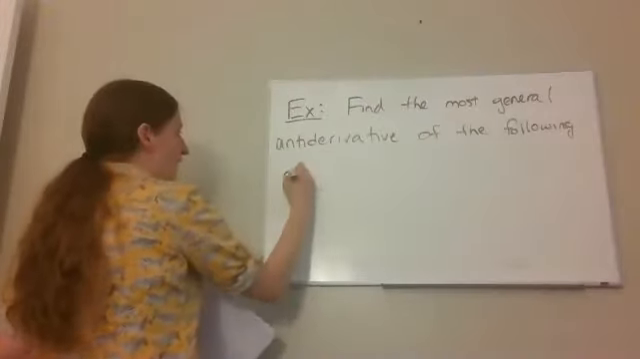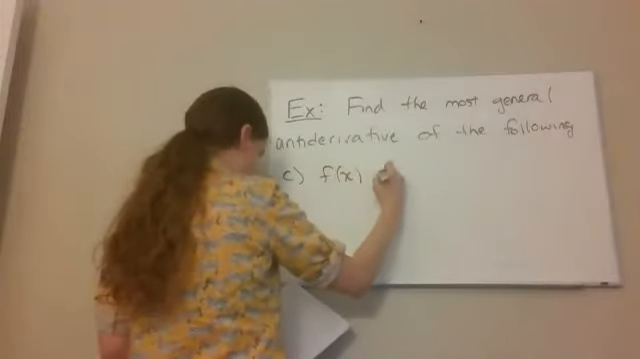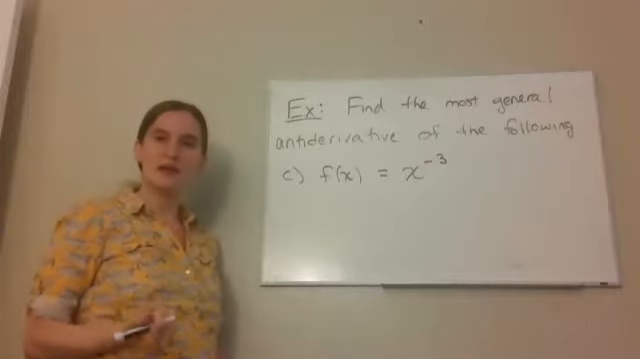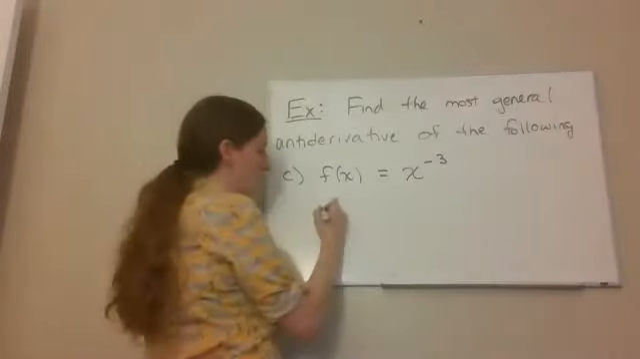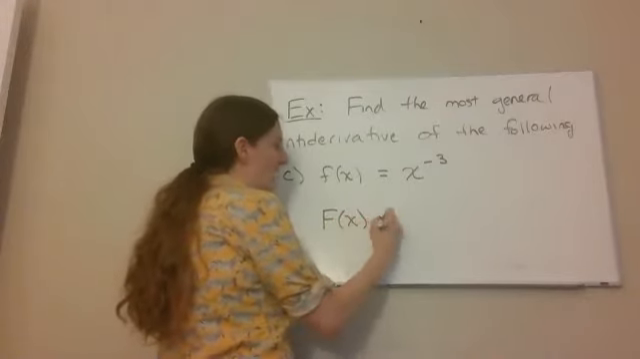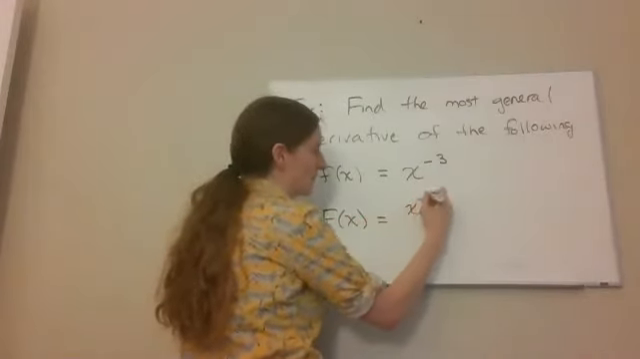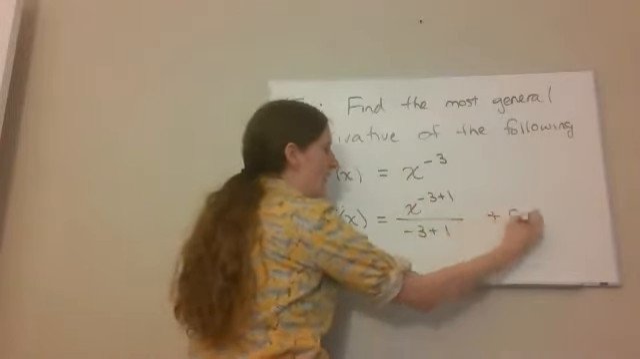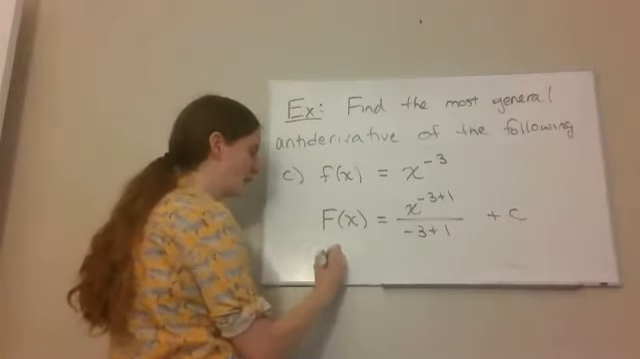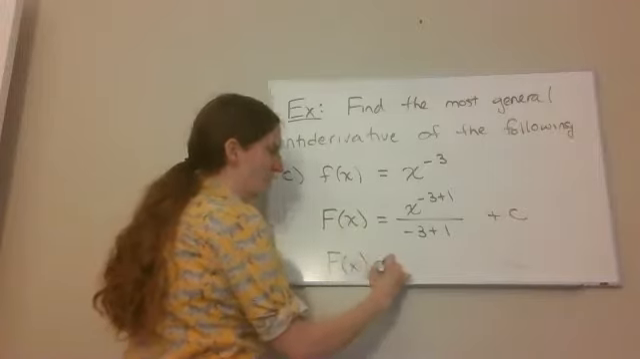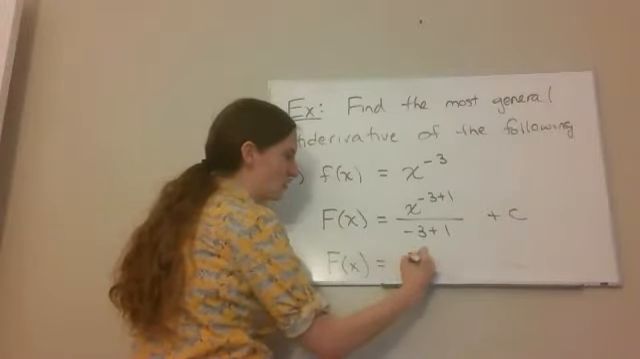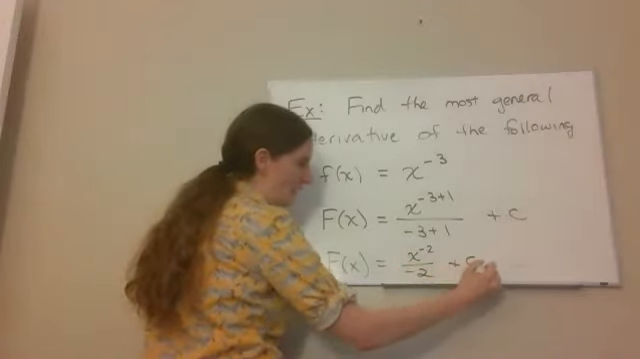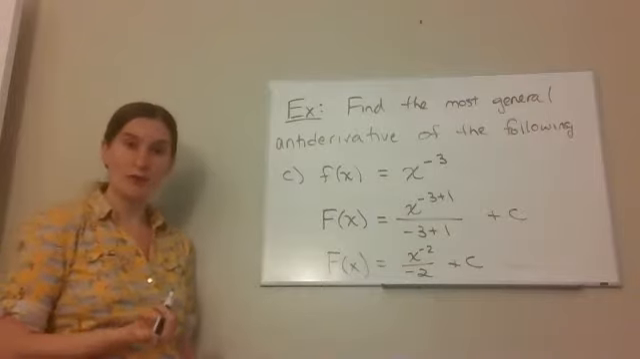What if I have f of x equals x to the negative third power? Well, let's try undoing the power rule like I just described. We can try adding 1 to the exponent, divide by that new exponent, and have our plus c. And let's simplify this answer so it looks a little better. That would be x to the negative 2 over negative 2 plus c. Did this work when we reversed our power rule?